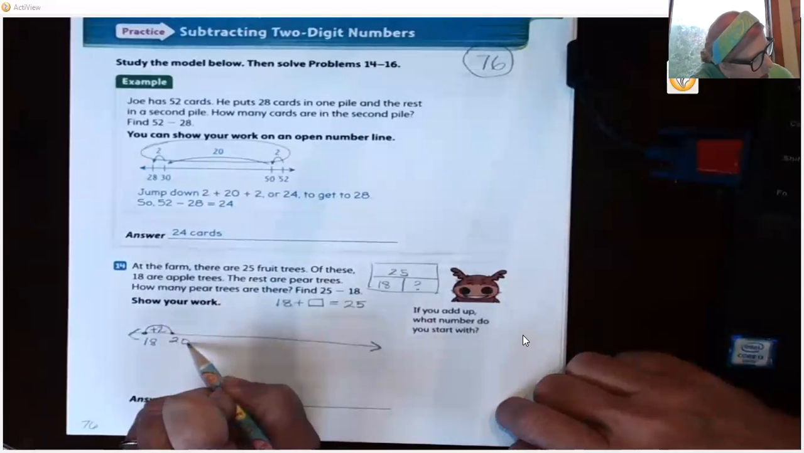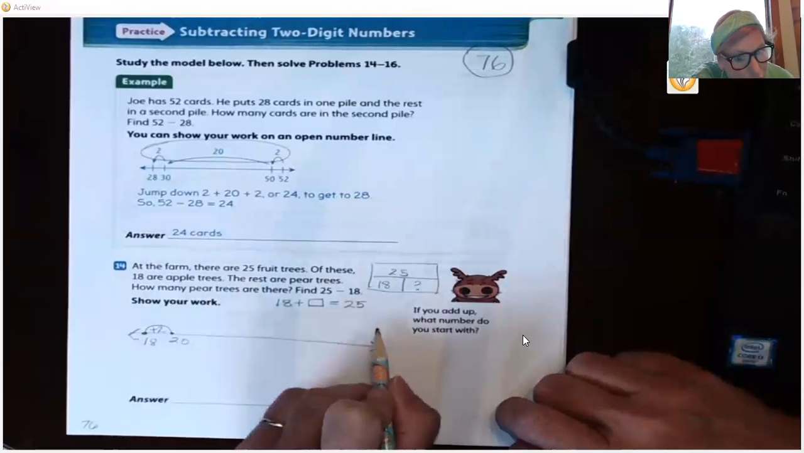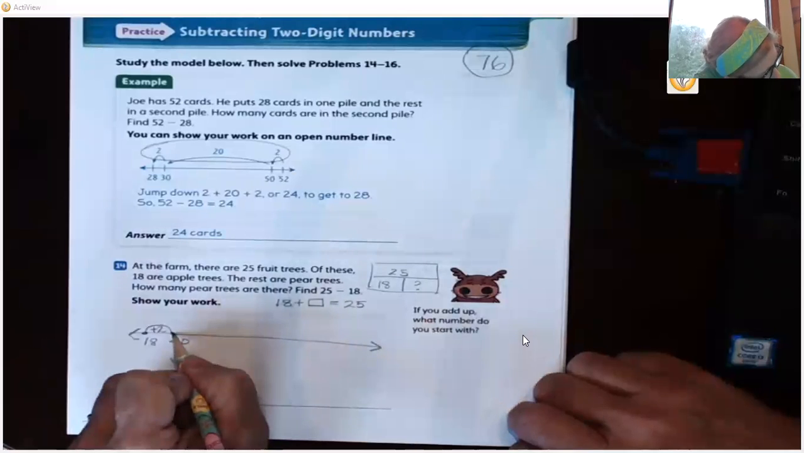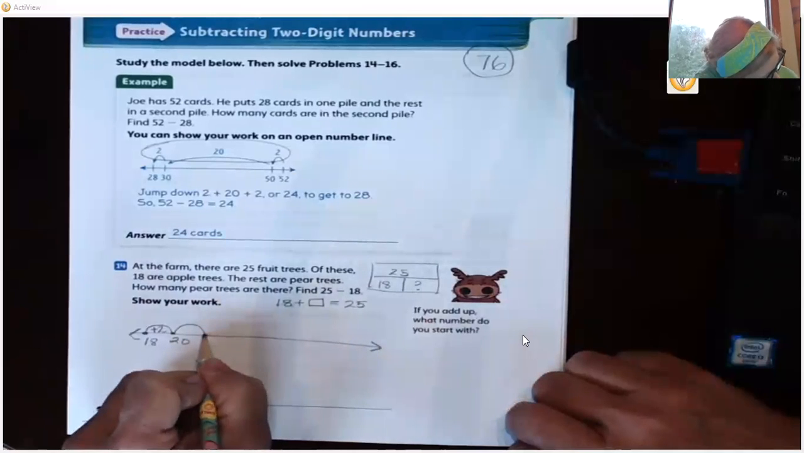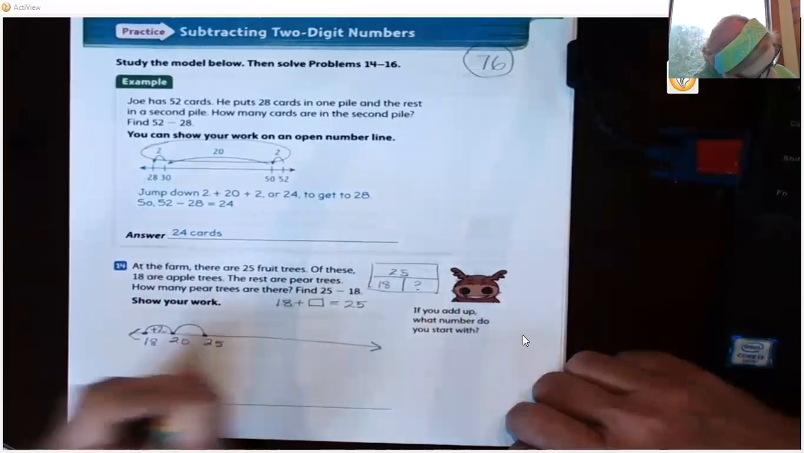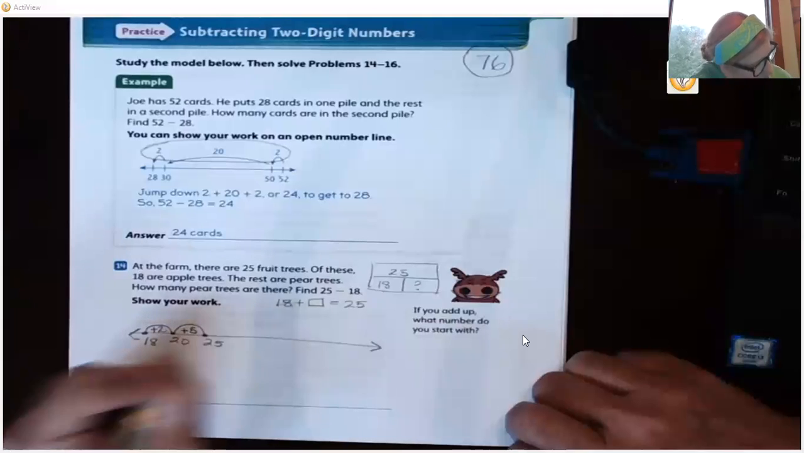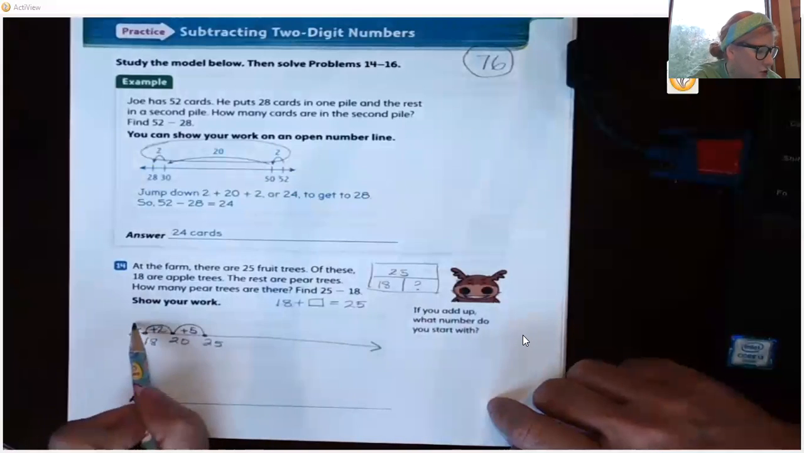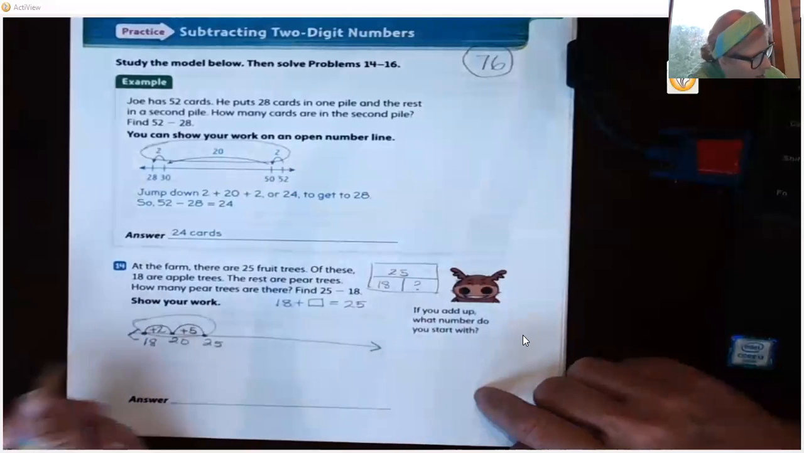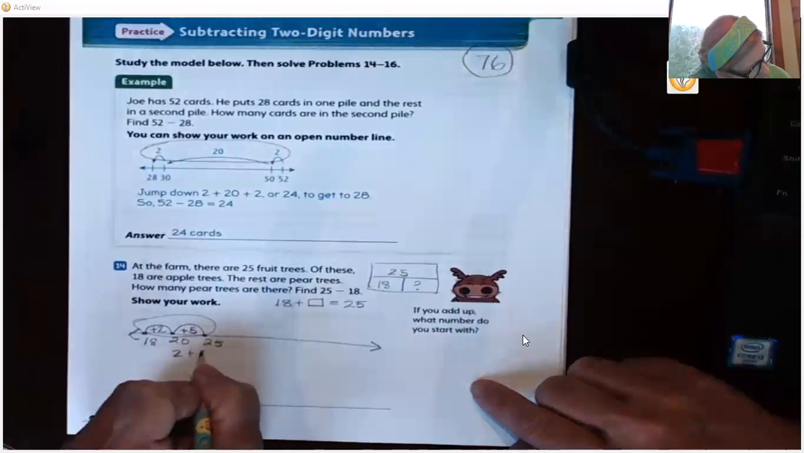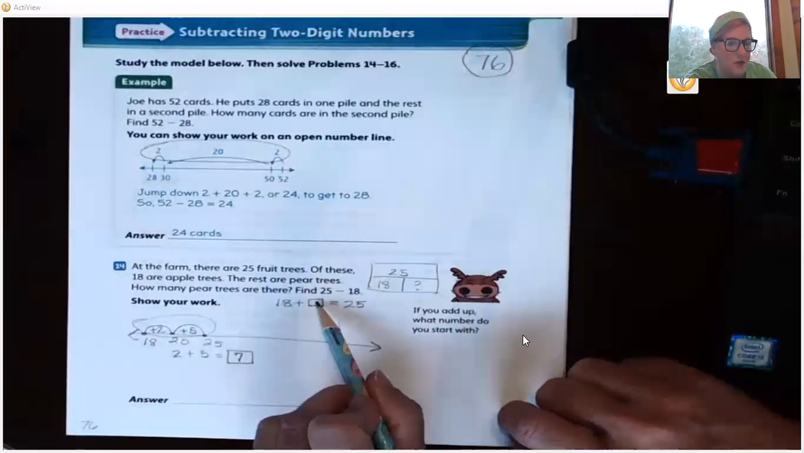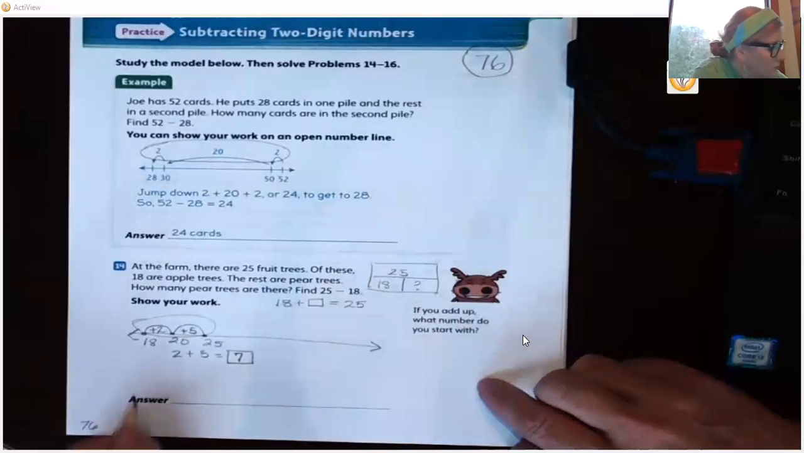We're at 20. We have to get up to what? 25. So from 20 to 25, it is plus 5. So that 25 is not our answer, though. Our answer is there. So 2 plus 5 equals 7. 7 is our answer. That's the number that goes in the box.